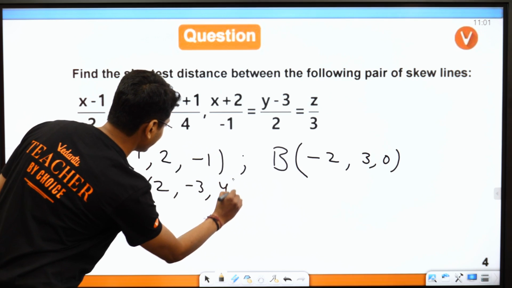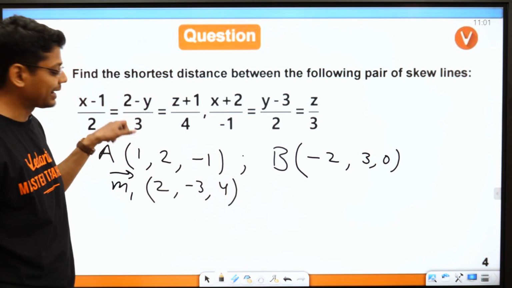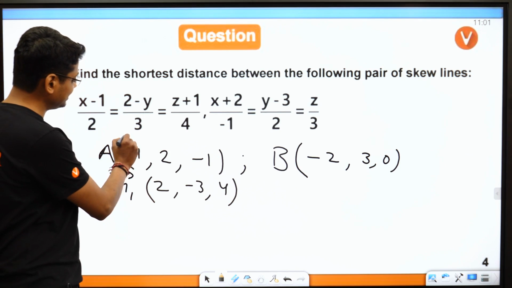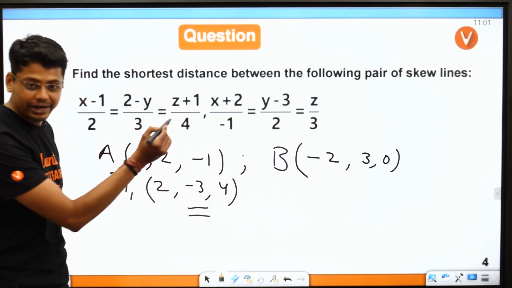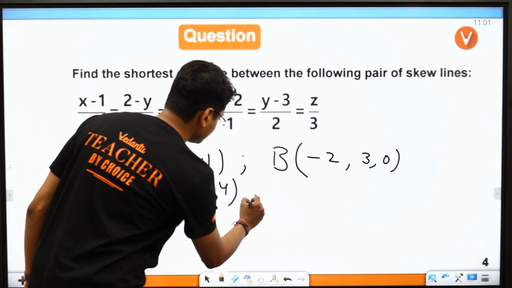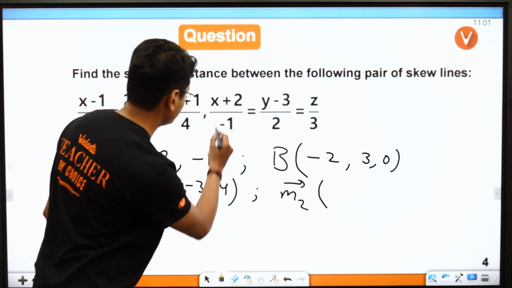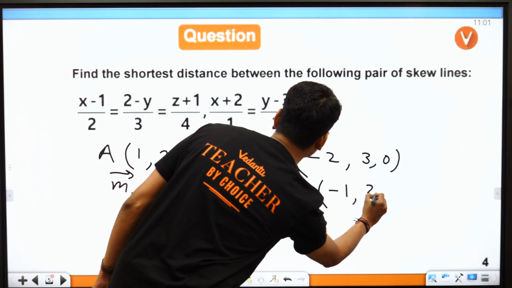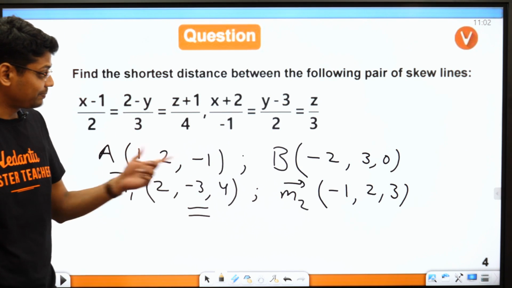plus 4k cap. Here the important thing to note is it is 2 minus y by 3. So I'll see this as y minus 2 by minus 3. All right. And the second parallel vector is -1i cap plus 2j cap plus 3k cap.